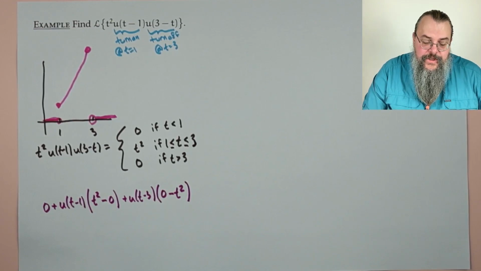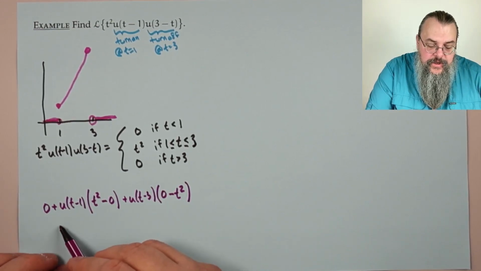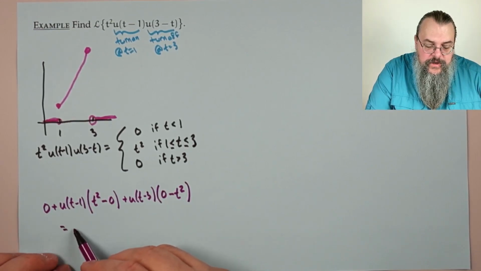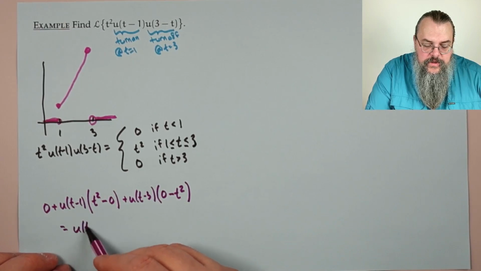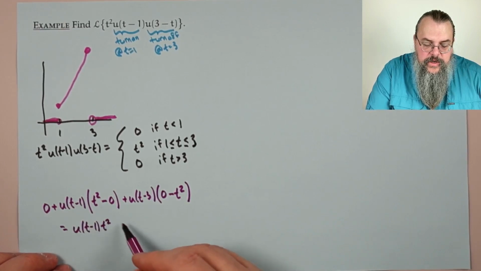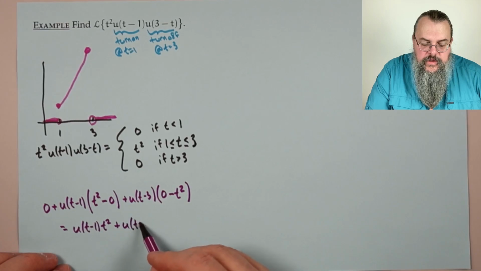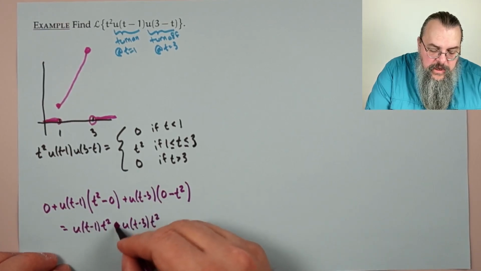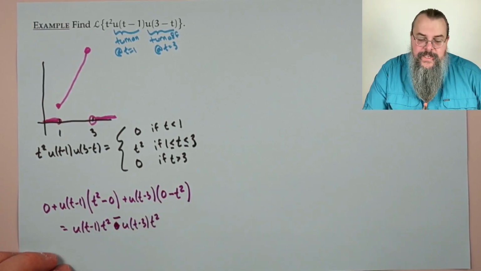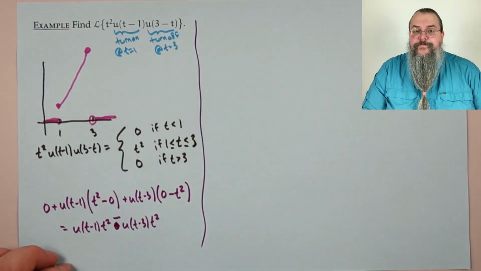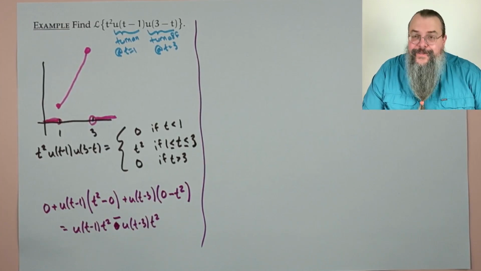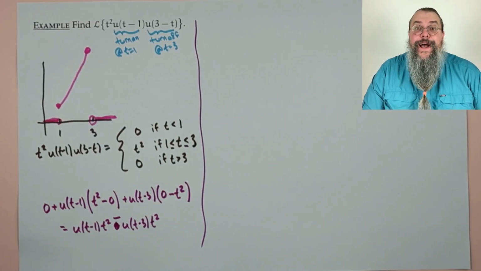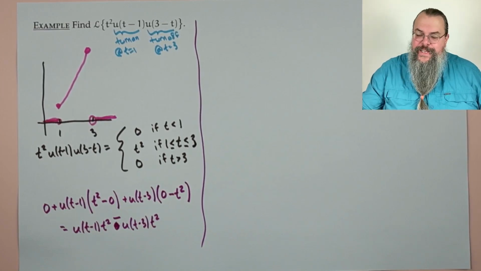Or if you like, here we have u(t minus 1) times t squared plus u(t minus 3) times t squared. Oh, sorry, not plus, minus, because of the minus. All right. Are we ready to feed this into the Laplace transform? No. Okay, so what do we need to do?